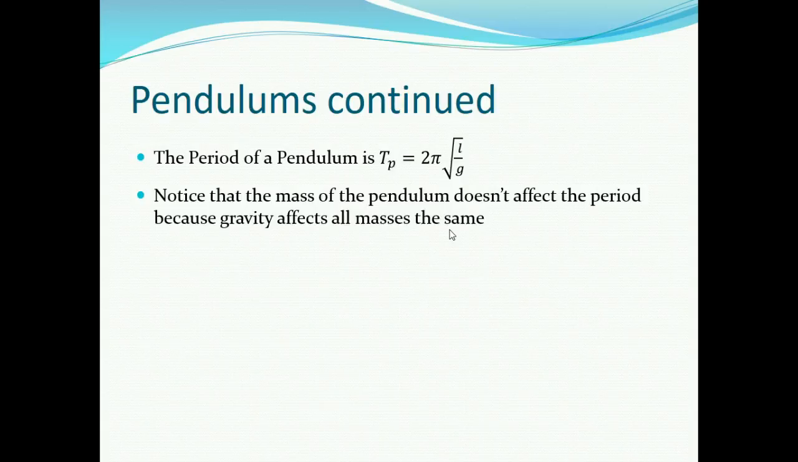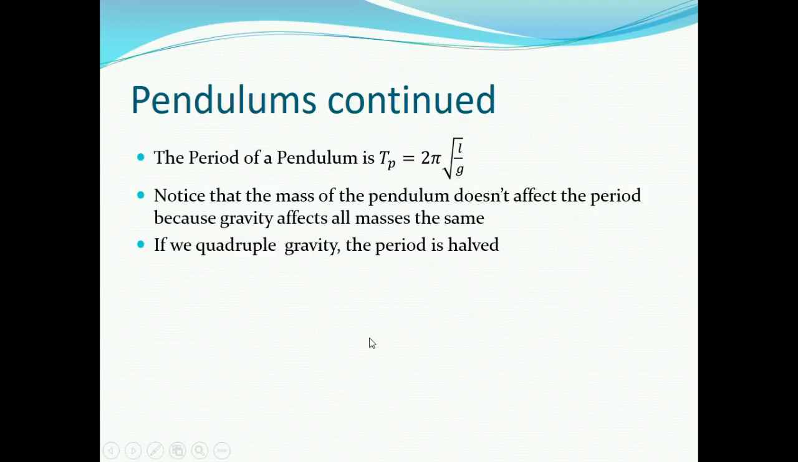If you drop two objects, they will fall the same, theoretically. But the reason why a piece of paper doesn't fall at the same speed as a bowling ball is because of air resistance, but that's a different topic. So it's important that you know gravity affects all objects the same, so the mass of a pendulum does not affect the period. If we quadruple the gravity, the period will be halved.